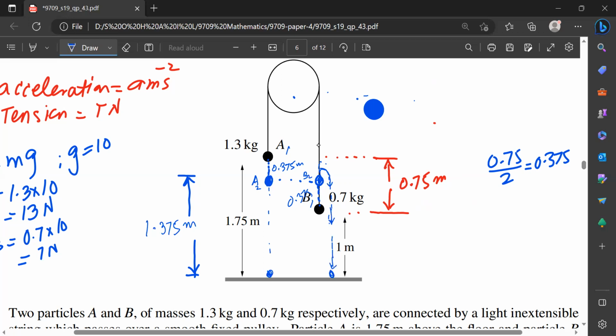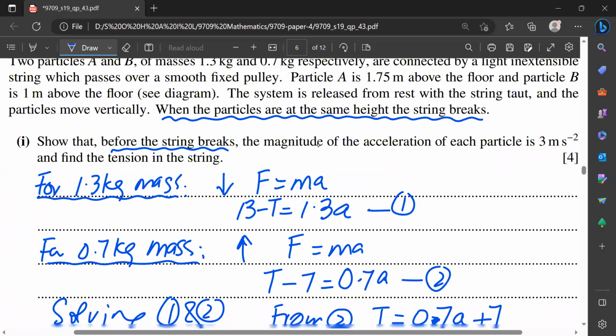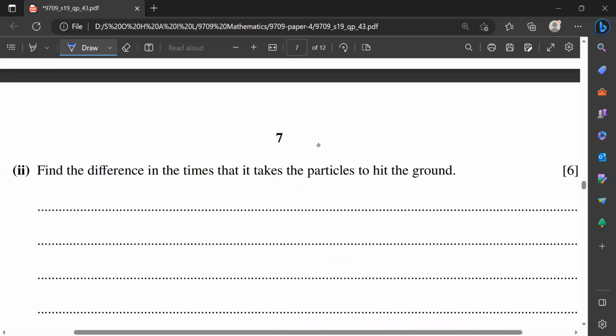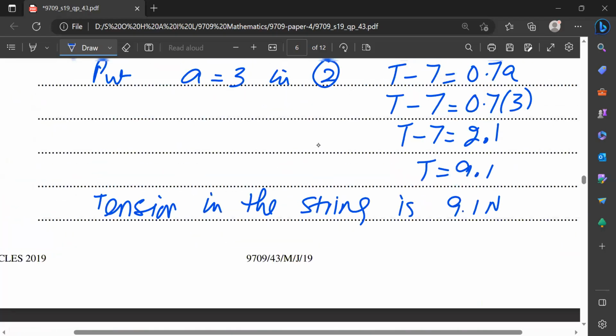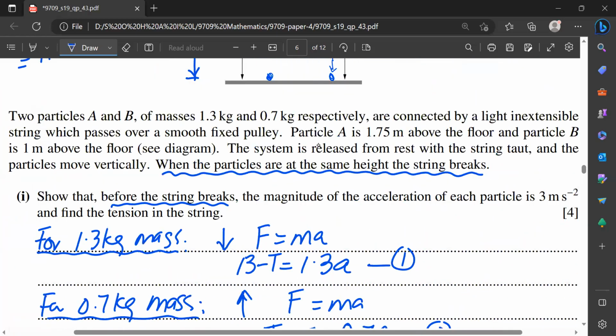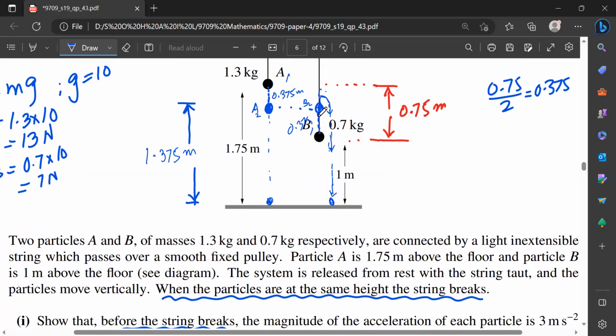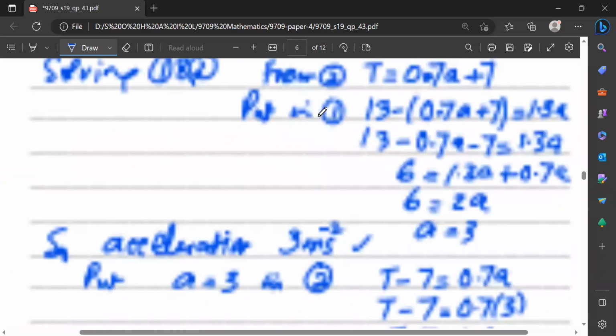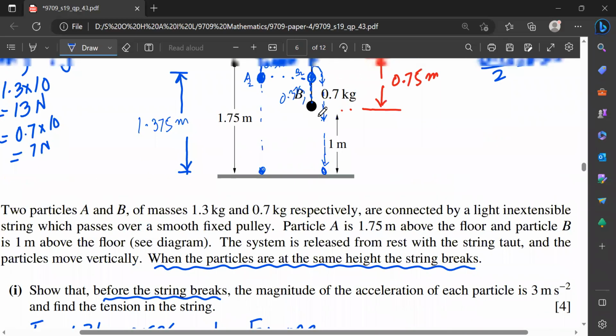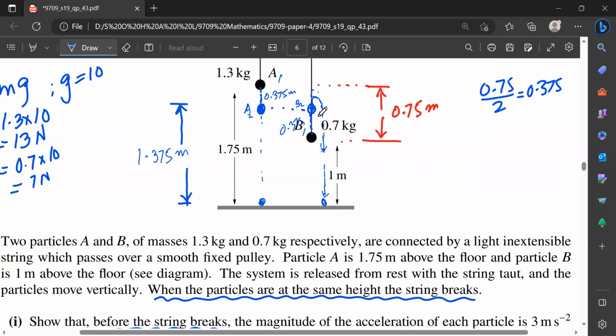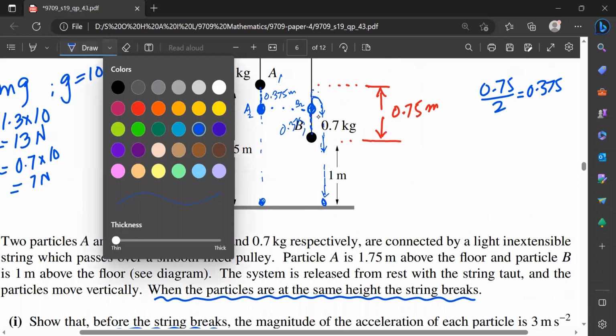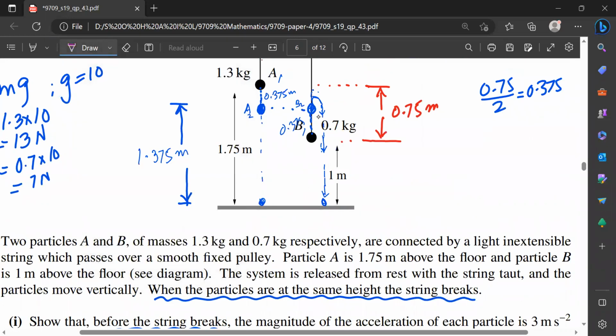So the question is, find the difference in the times that it takes the particles to hit the ground. So eventually both particles are hitting the ground. This is a question of 6 marks. We need to discuss the motion of the particle. So we need to know what is the velocity at this particular instant when it reaches here at B. Without knowing this velocity, you can't answer this question.